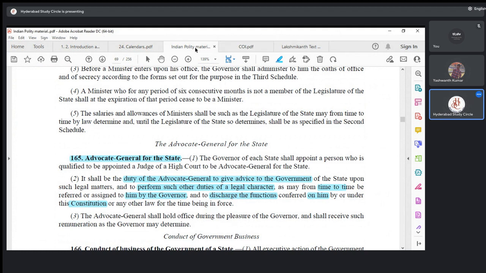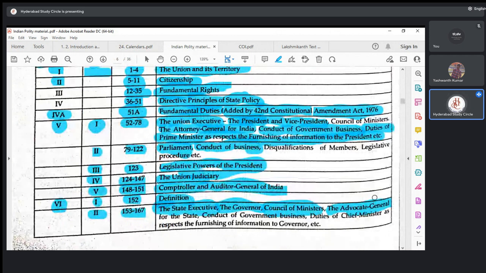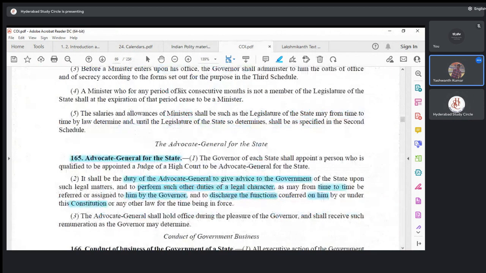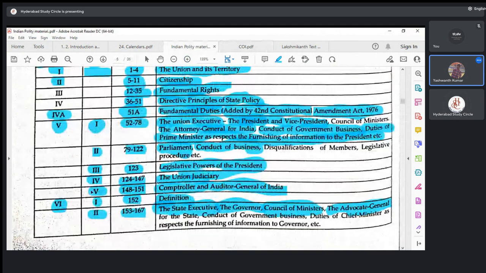What is the article number for Advocate General? Article number 165.